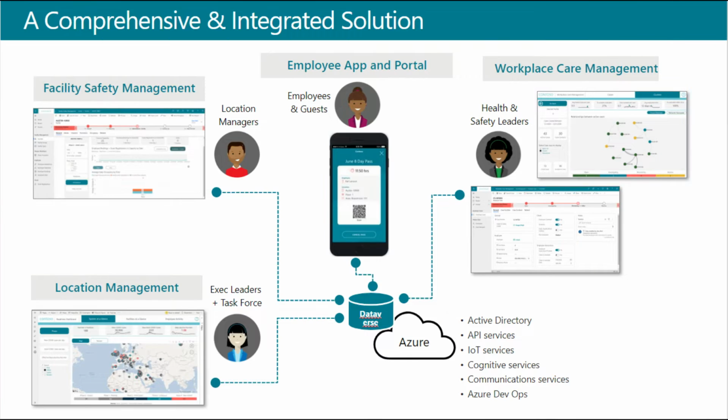The Return to Workplace solution is divided in different applications. Facility Safety Management is the administration application. Employee application is where all the employees create the daily pass. Workplace Care Management is the application that tracks all the cases for the employees. Employee Portal is the access for service providers and cleaning crew. And finally, the Location Management dashboards.